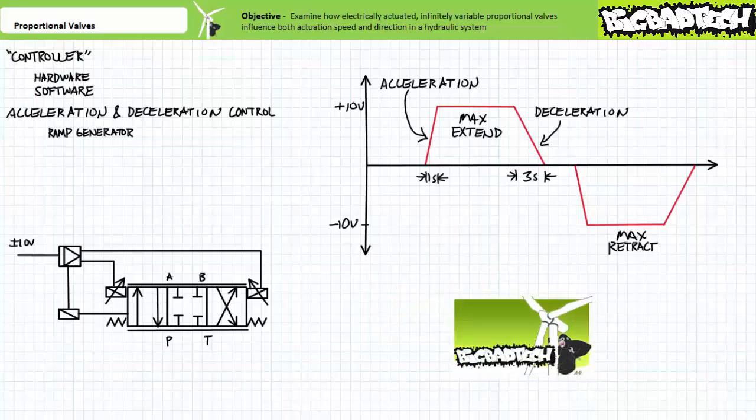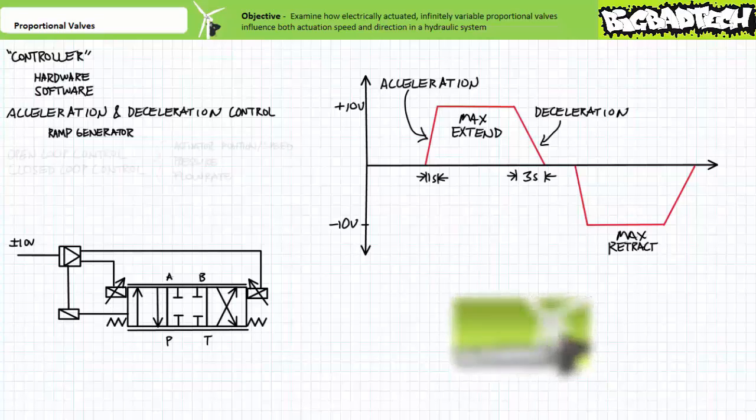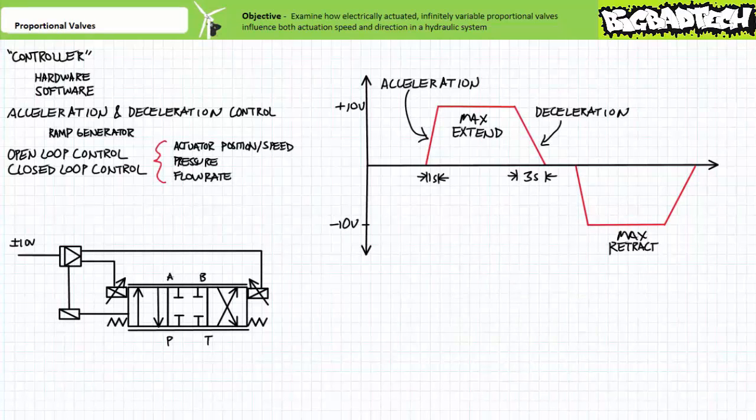Long story short, slowly ramping up or down applied voltage to a proportional valve rather than simply slamming it on or off at full flow results in controlled acceleration and deceleration of the applied load. This could be used to smoothly and precisely position a critical actuator without risking mechanical stress or damage. In addition to acceleration and deceleration control, proportional valves lend themselves to advanced applications, including, but not limited to, open and closed loop control of actuator speed and position, flow rate, and pressure. We'll examine these more advanced applications in later lectures.